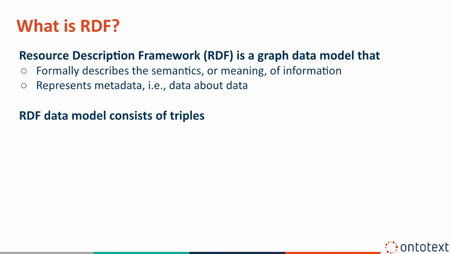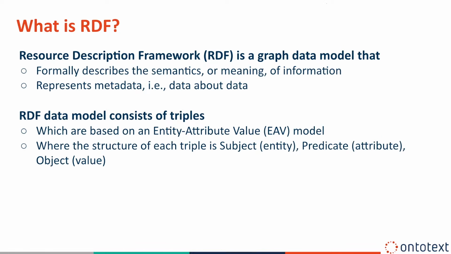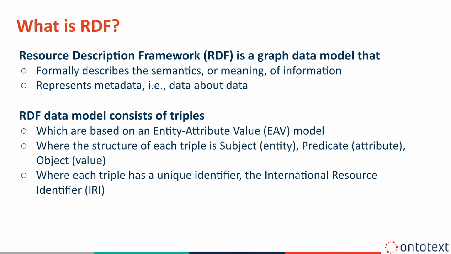RDF consists of triples. These triples are based on an entity attribute value, or EAV model, in which the subject is the entity, the predicate is the attribute, and the object is the value. Each triple has a unique identifier, known as the International Resource Identifier, or IRI. IRIs look like web page addresses.